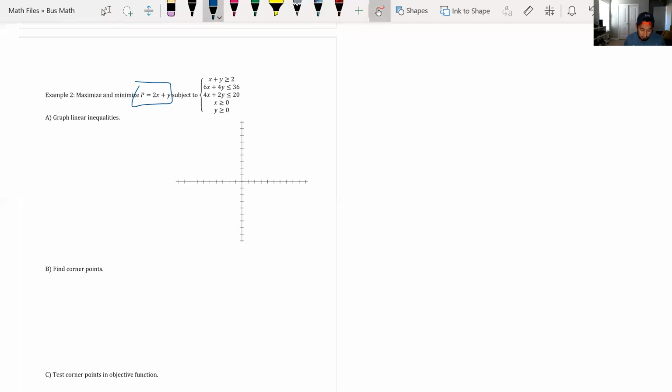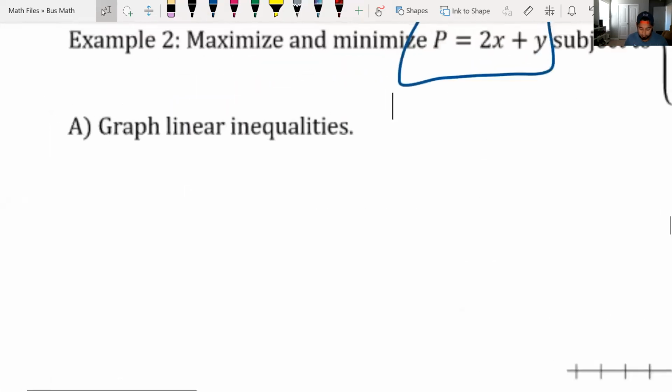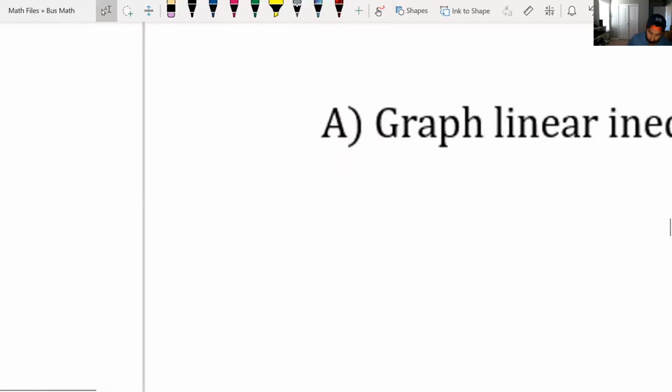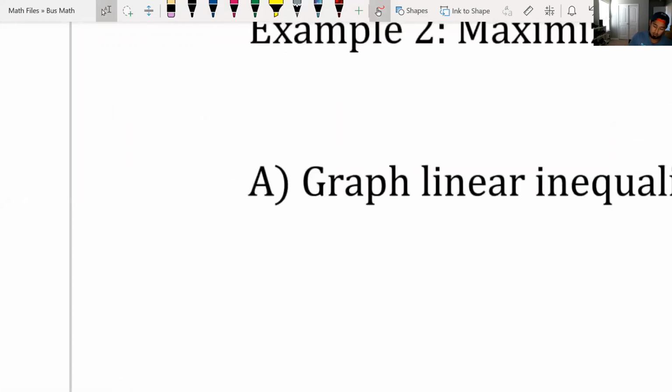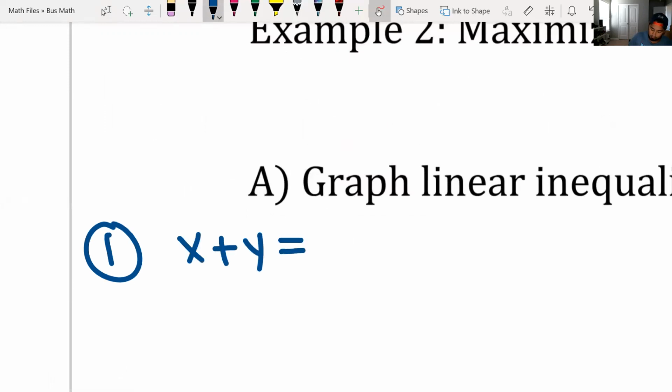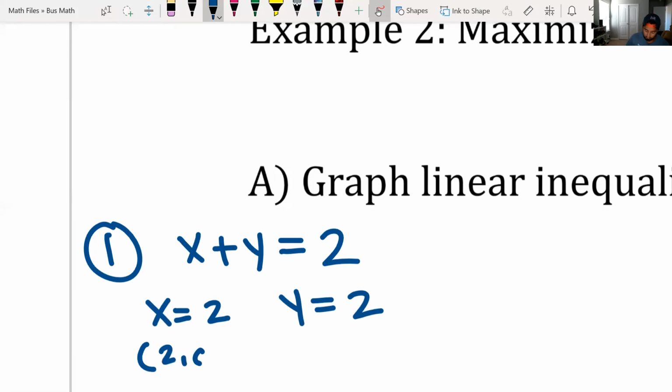Okay, so we'll start with x plus y equal to 2. That's number 1. I'll try to use all my space as best as possible. X plus y equal to 2. Well, if you're going to go for x-intercept, y-intercept, this one is pretty easy to see that your x-intercept will be 2 and your y-intercept will be 2. So we have (2, 0) and (0, 2).